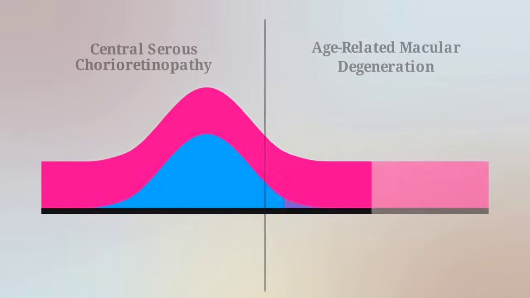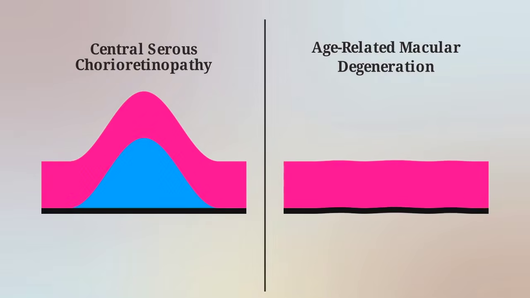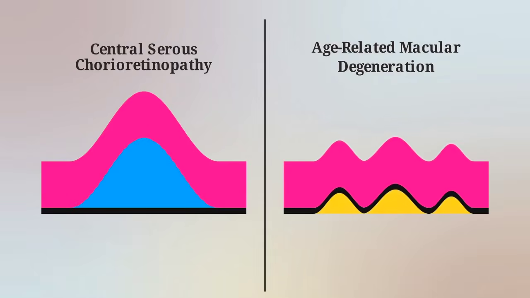This diagram illustrates the defining pathophysiological marker of CSC, a serous elevation of the neurosensory retina. A pocket of fluid accumulates and physically pushes the top layer upwards, separating it from the flat retinal pigment epithelium below. Contrast this structural anomaly directly with standard AMD.